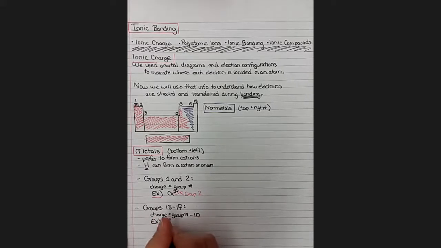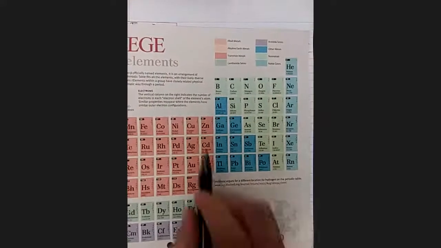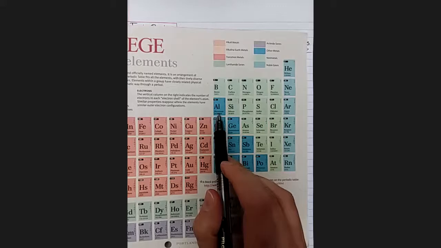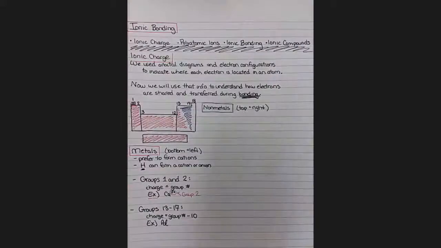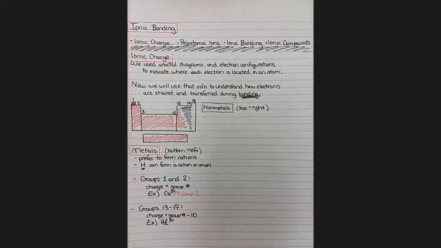For example, we could look at aluminum. Here's aluminum. Over here at the left side of the P block, it is in the first column of the P block, which is group 13. So the most common charge for aluminum is going to be 3+.